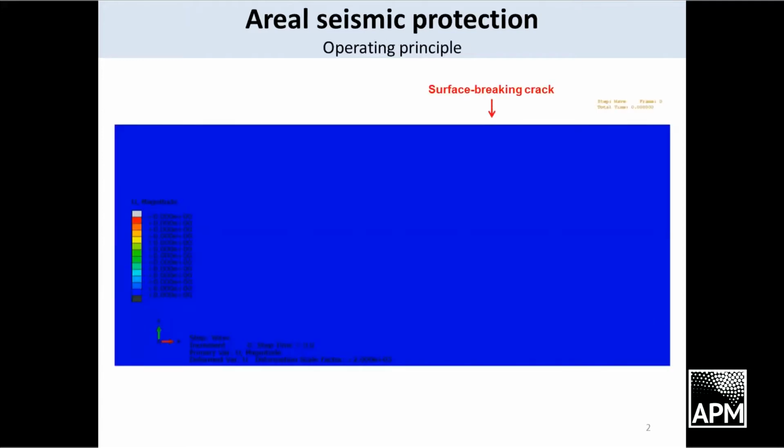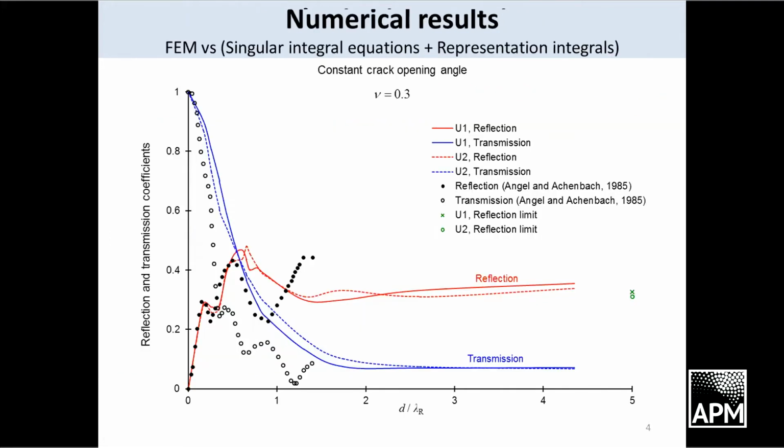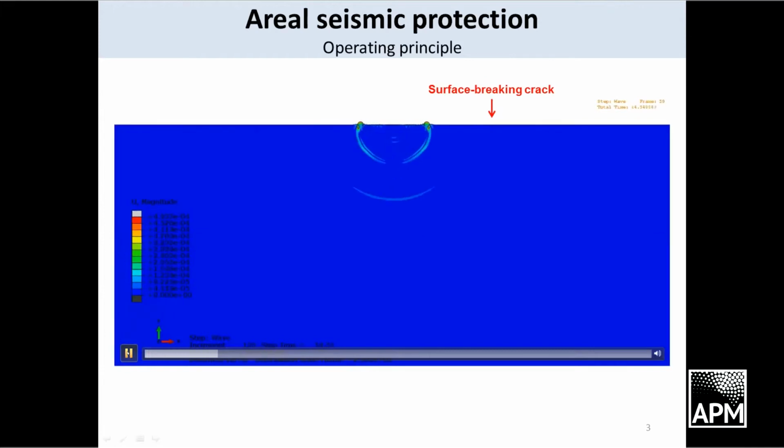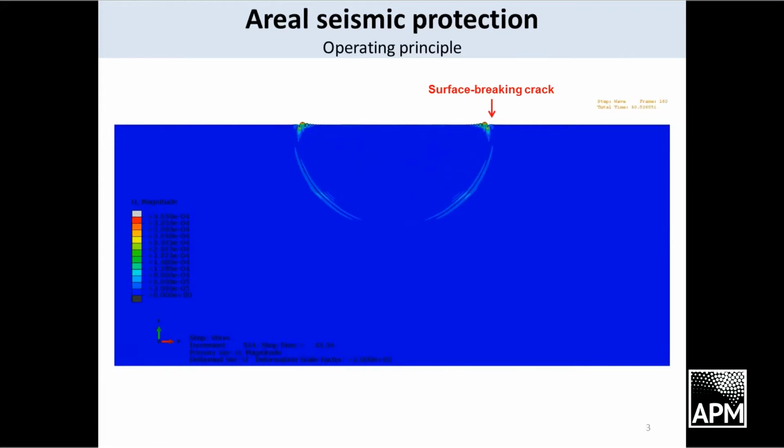Here is an example of how the concept of areal seismic protection works. As you can see, at first, three types of elastic waves are generated, but bulk waves rapidly attenuate. When the Rayleigh wave arrives at the crack, it is partially reflected, partially transmitted, and some fraction of its energy is radiated into the solid via bulk waves.